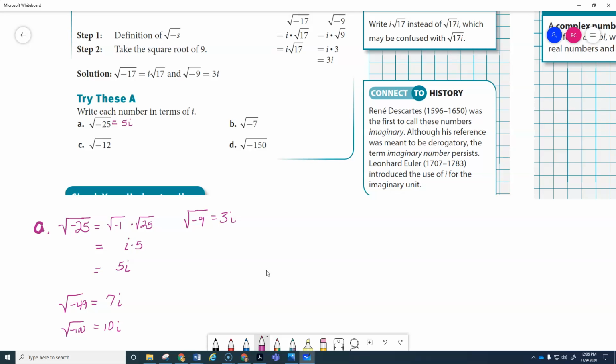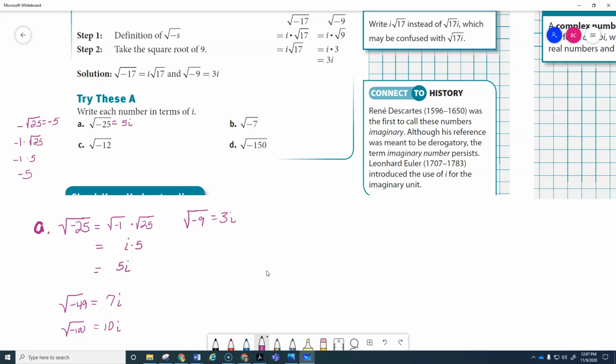Please don't get that confused with the negative on the outside. The negative on the outside is completely different. That means negative 1 times the square root of 25, and the square root of 25 is 5. And then negative 1 times 5 is negative 5. So if the negative is on the outside, that simplifies down to negative 5. Negative on the outside is not the same thing as negative on the inside.